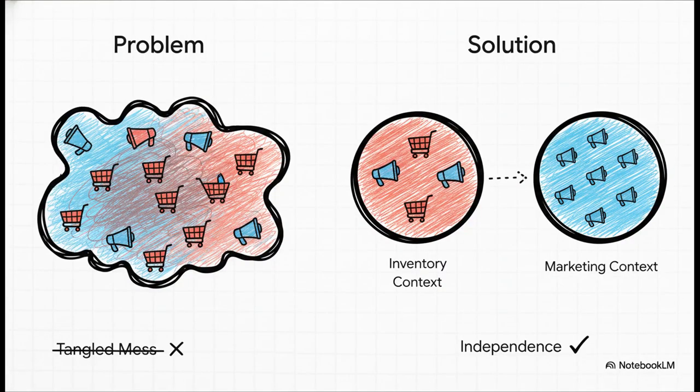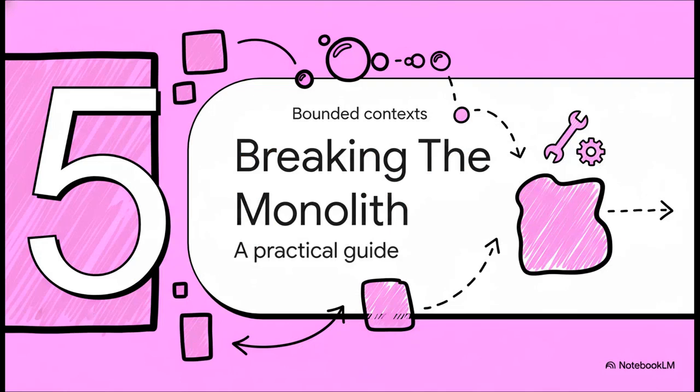So why does this matter so much? Because these bounded contexts are the absolute key to building microservices that are truly independent. By setting up these clear boundaries, we avoid that tangled, spaghetti code nightmare that monoliths can turn into. This is what lets a team fully own their service, change it, and innovate, all without accidentally breaking something for another team.